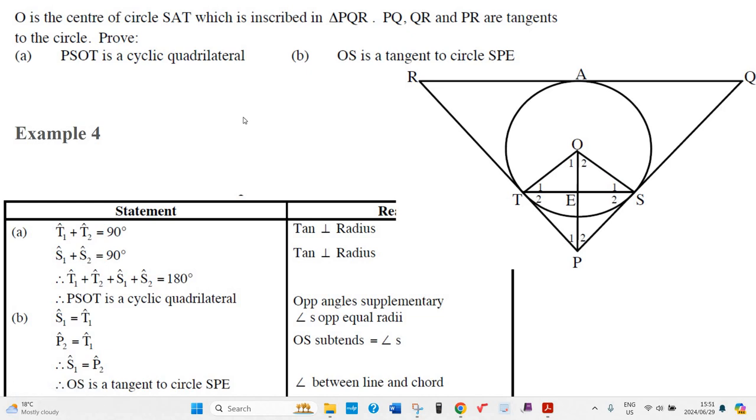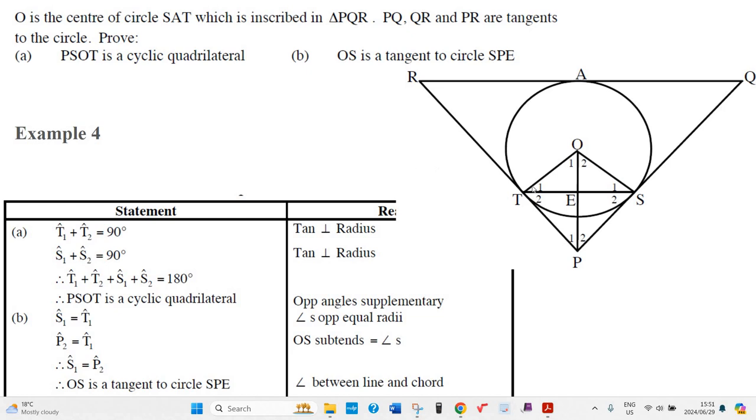Okay, let's look at example 4 here. They go with this whole thing. This O is the center, which makes these two radii. They tell us that all these lines, PS, PT, PQ, PR, and QR, are tangents to the circle.